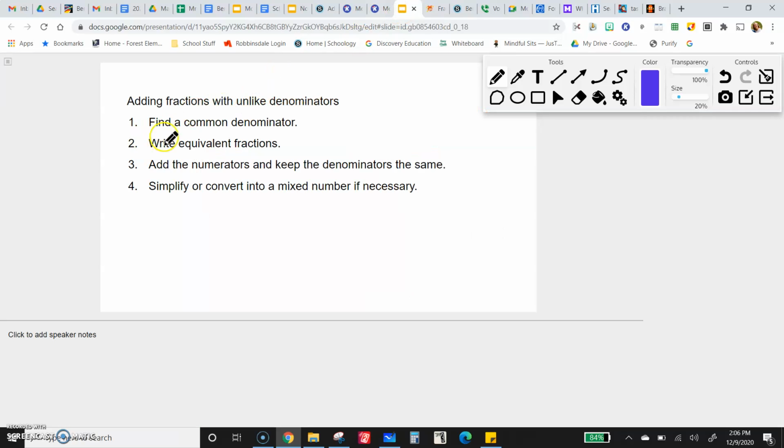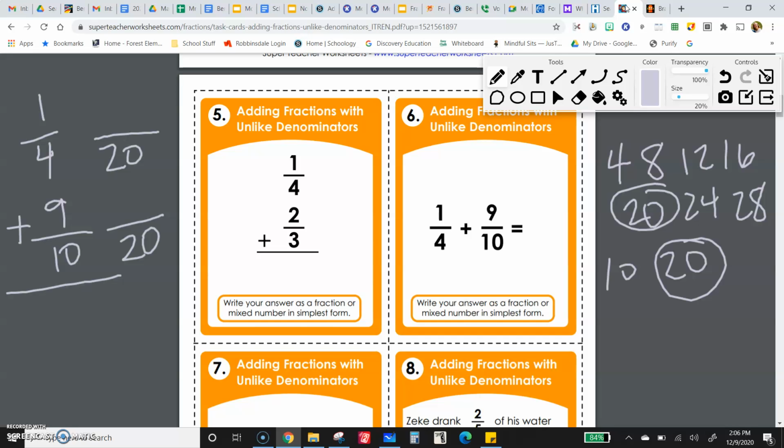Now I need to write equivalent fractions. So 4 times what equals 20? Well, I can look over here. 1, 2, 3, 4, 5. The fifth multiple. So times 5 up on top. So I get 5/20. So then on the bottom, what did I multiply 10 by? Multiply 10 by 2. So I do this times 2, and I get 18/20.